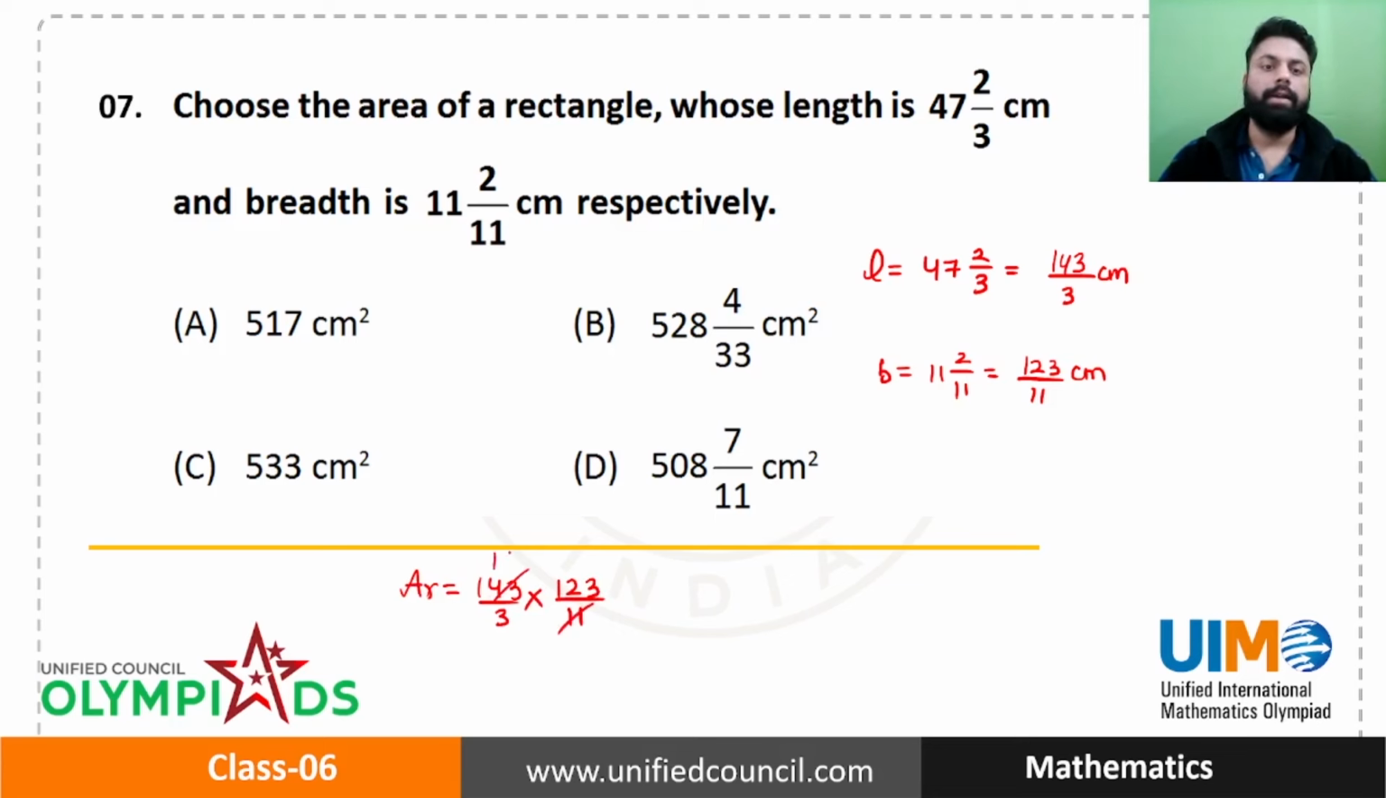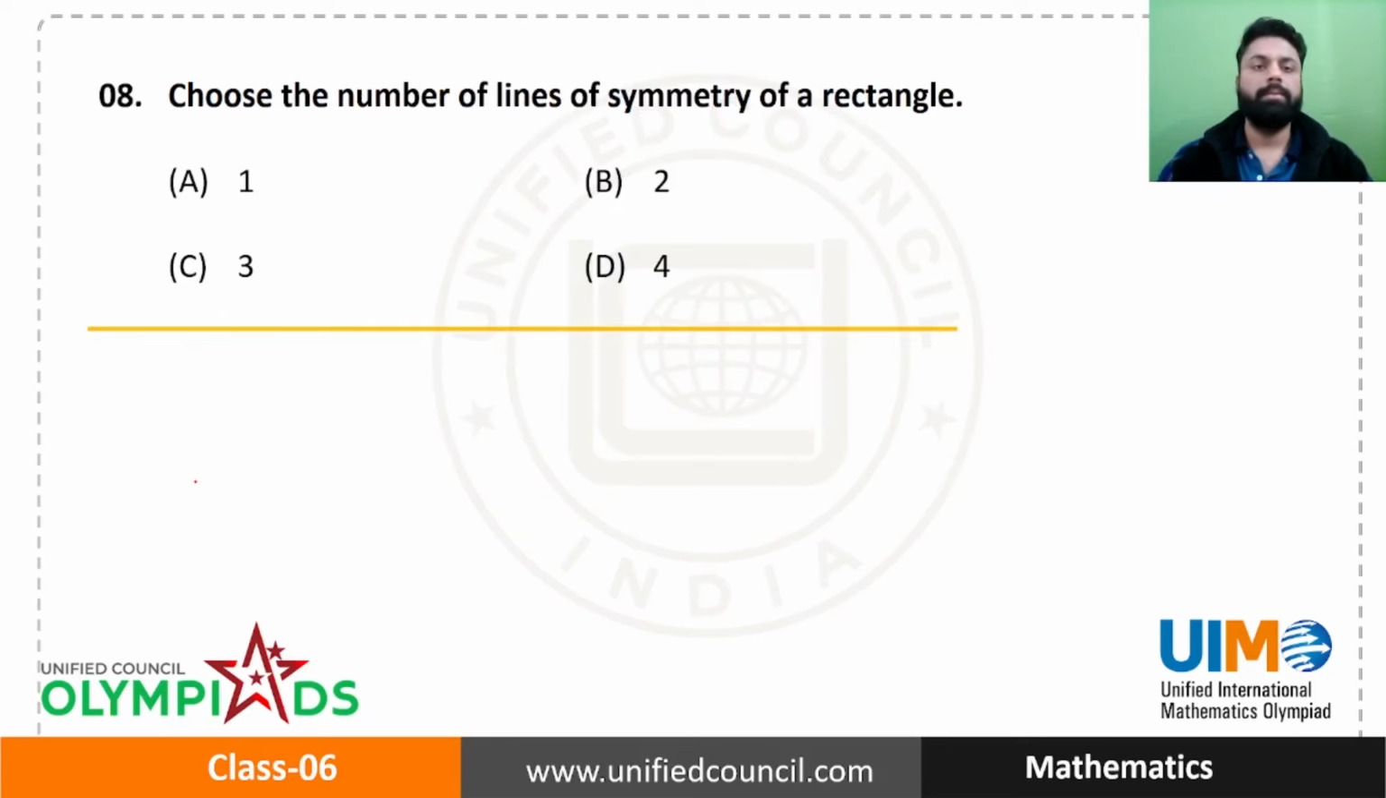11 one time and 3 times. 11 13 is 143. 4 and 1. So this is equal to 13 multiplied by 41. 13 1 is 13, 1 carry over. 13 4 is 52 plus 1, 53. 533 centimeter square. C option is the correct answer.